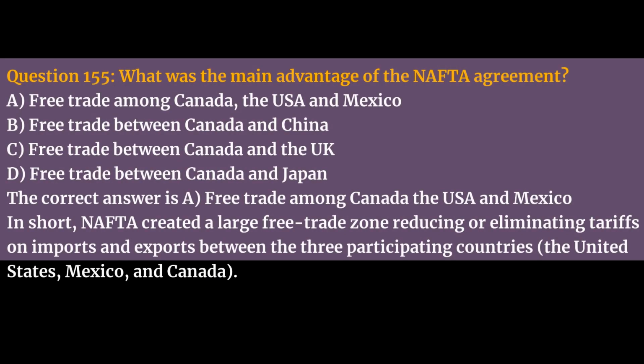Question 155. What was the main advantage of the NAFTA agreement? A. Free trade among Canada, the USA and Mexico. B. Free trade between Canada and China. C. Free trade between Canada and the UK. D. Free trade between Canada and Japan. The correct answer is A. Free trade among Canada, the USA and Mexico. In short, NAFTA created a large free trade zone, reducing or eliminating tariffs on imports and exports between the three participating countries, the United States, Mexico, and Canada.